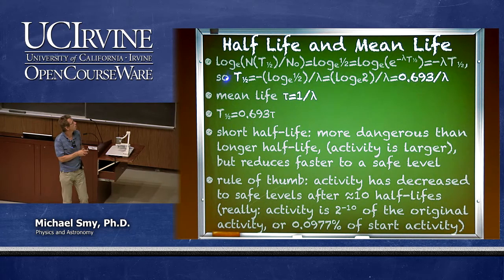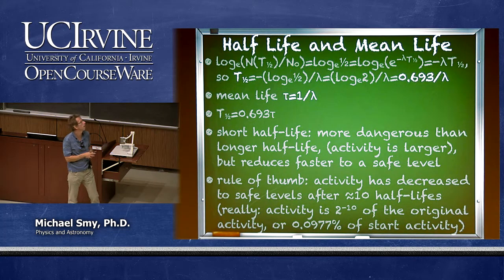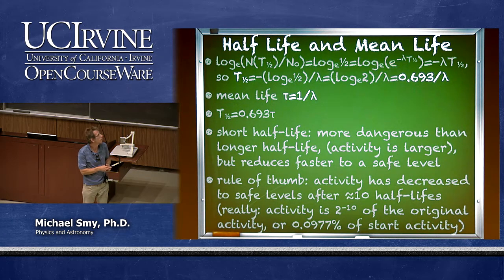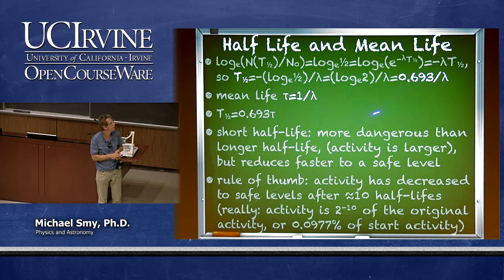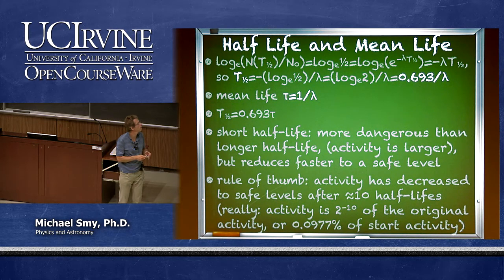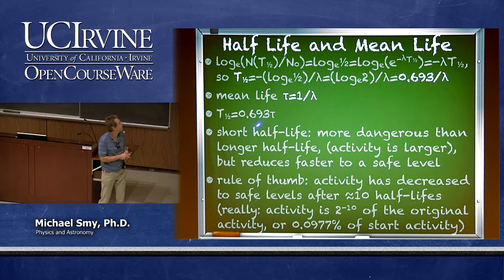So if we take the logarithm to base e of N of T1 half divided by N naught, then by definition, this is just 1 half. So this is the natural logarithm of 1 half. And that has to be the natural logarithm of e to the minus lambda T1 half. And e to the power and natural logarithm cancel. So we know that log e of 1 half has to be minus lambda times T1 half. And that means that T1 half is minus the logarithm of 1 half over lambda, or plus the logarithm of 2 over lambda. And the natural logarithm of 2 is 0.693. And so from now on, we will be using 0.693. So T1 half is 0.693 over lambda. The mean life, however, is just 1 over lambda. So that means that T1 half is 0.693 times the mean lifetime.